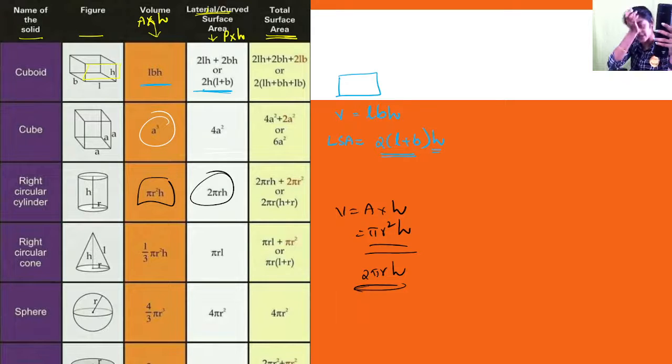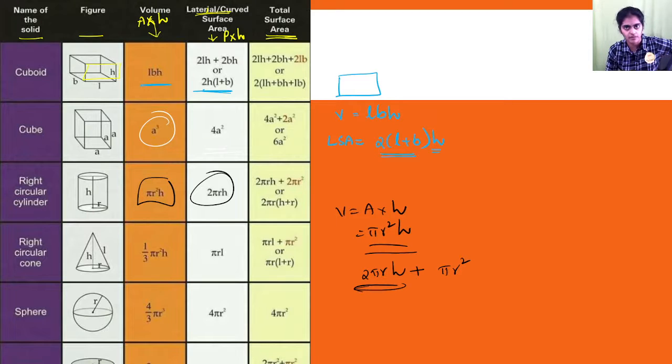The curved surface area formula you got by circumference of circle into h, 2 pi r h. To this 2 pi r h, if I want the total surface area, I should also add the area of the top circle and the area of the bottom circle. So what is it now? Just see. To this 2 pi r h, I should add two areas. What are the two areas? Top circle area and bottom circle area.